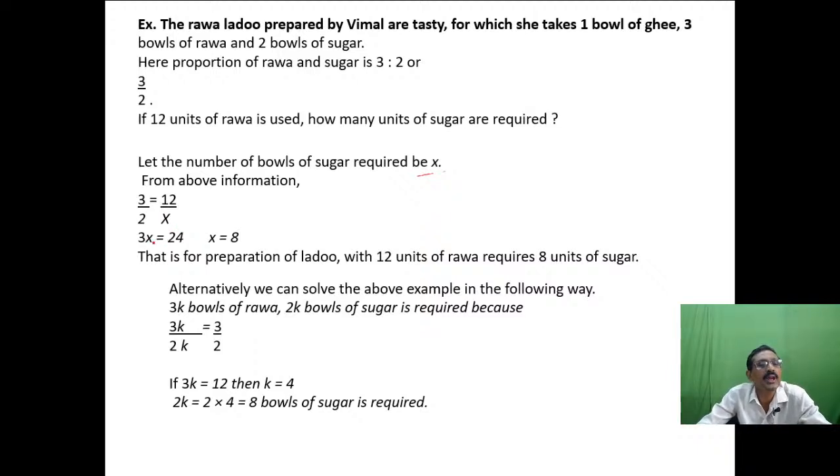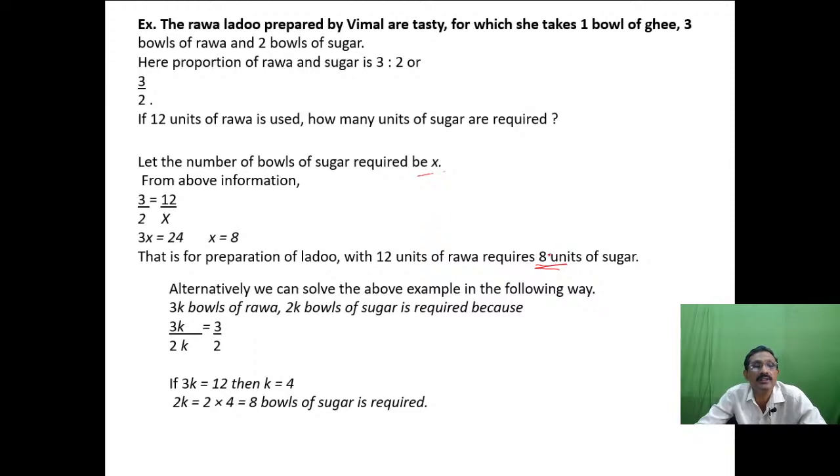We have 3x is equal to 24 when we cross multiply this. Therefore, what will be the value of x? Here if you see, x is getting multiplied by 3, and when this 3 comes on the other side, we get x is equal to 24 upon 3. That gives me x is equal to 8. That is, for the preparation of laddu with 12 units of rava, we require 8 units of sugar.